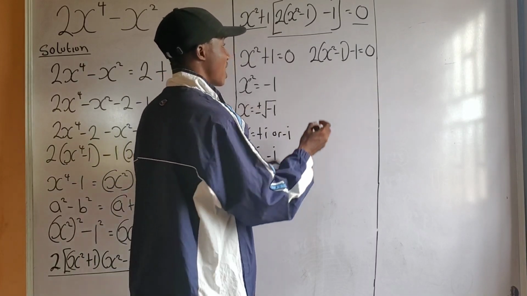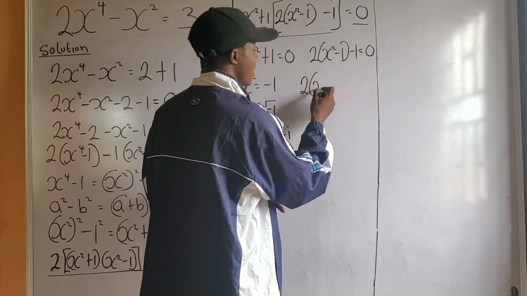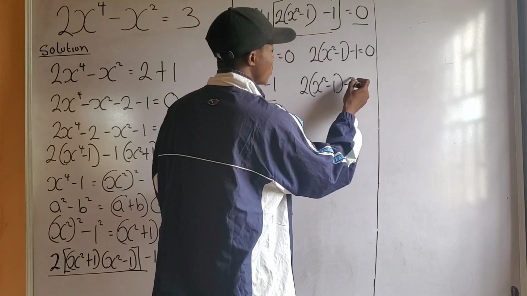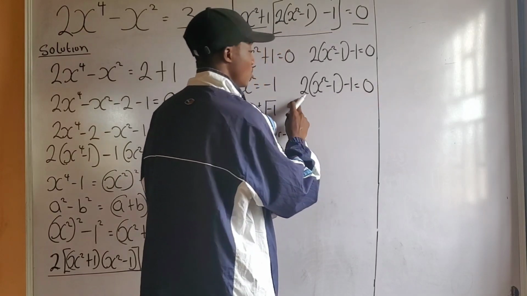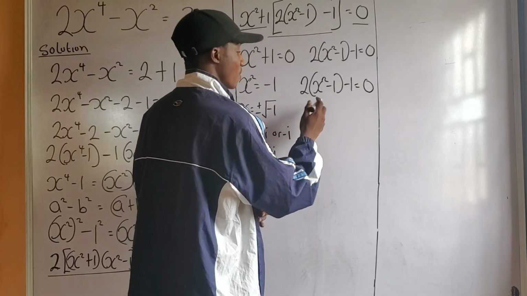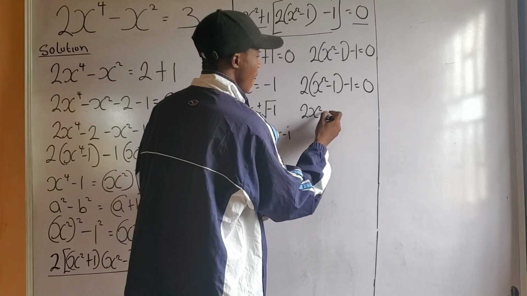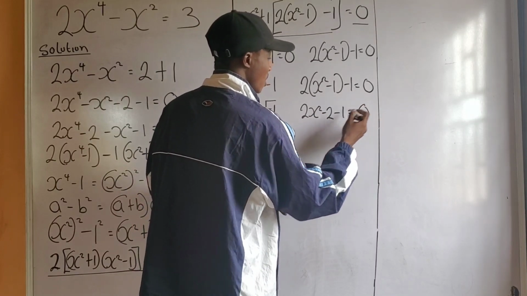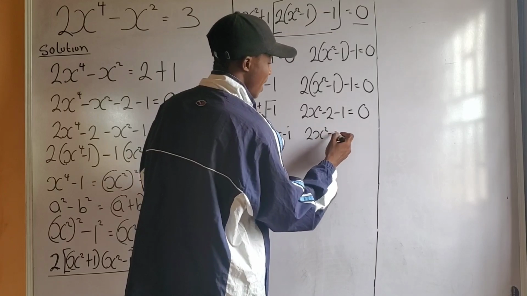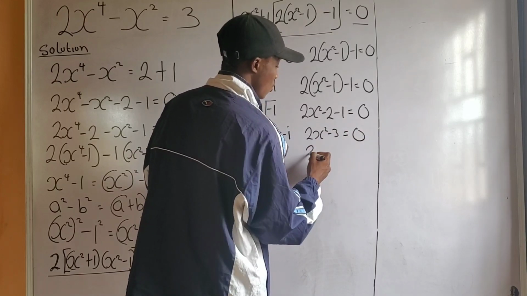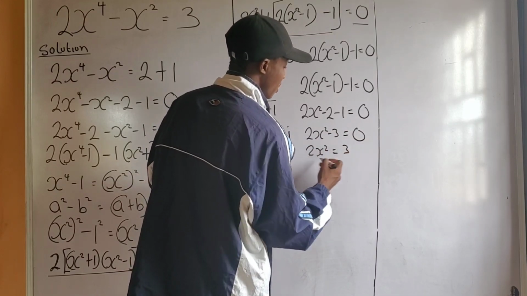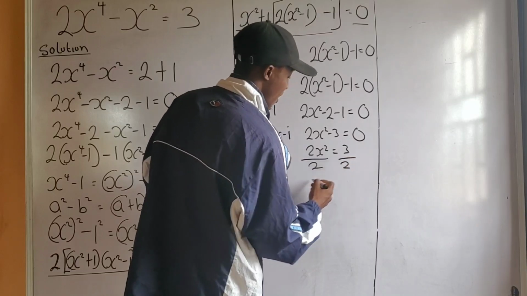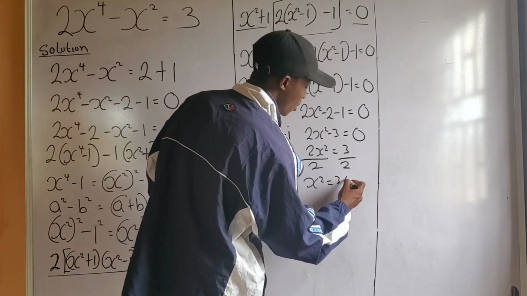Now, for this one, I'm going to have 2 multiplied by x squared minus 1 equals 0, right? Now, use this 2 to multiply all through. I'm going to have 2x squared minus 2. Now, this negative 1, bring it here. Minus 1 equals 0. 2x squared minus 3 equals 0. 2x squared equals 3. Divide all through by 2. x squared is equal to 3 over 2.